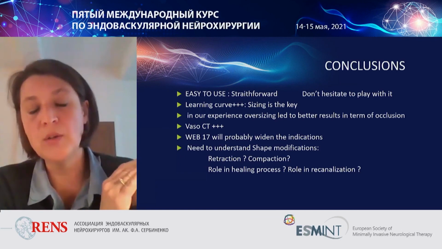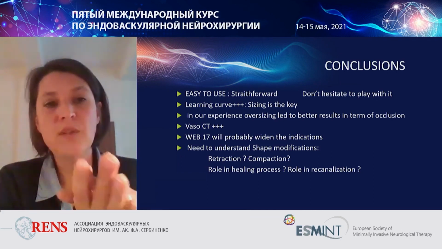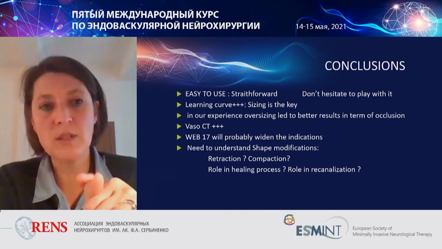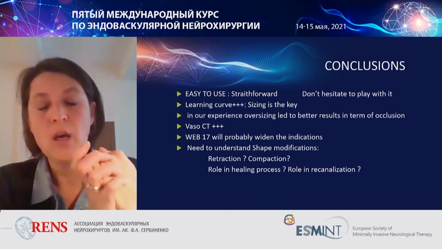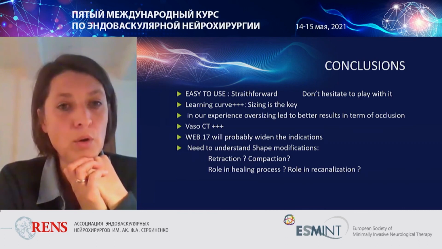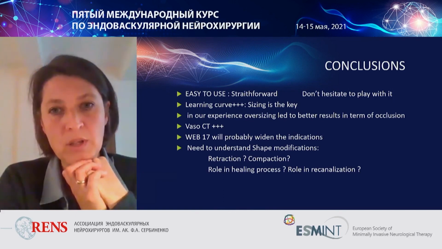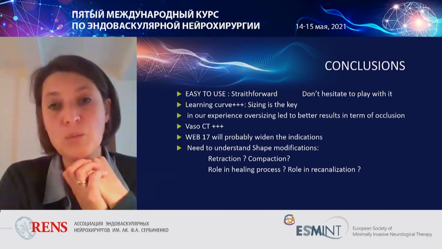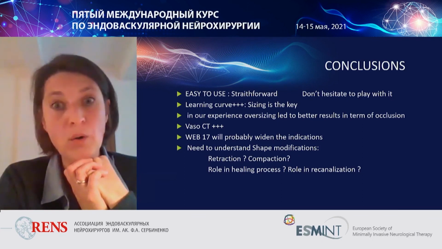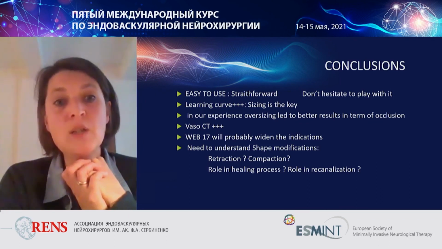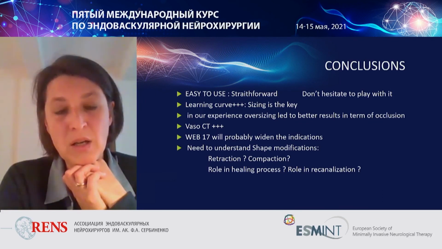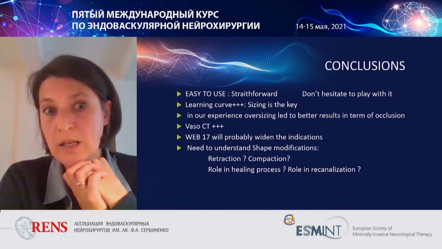Use a Vaso-CT because usually you have a very difficult shape aneurysm, and it's better to understand the branches of the bifurcation. Web 17, as Jacques Moret showed you, widens the indications because the initial use was only wide neck bifurcation aneurysm, but now you can imagine to use it in berry aneurysm in other locations. But there is still a need to understand shape modifications and the role in healing process or in recanalization.